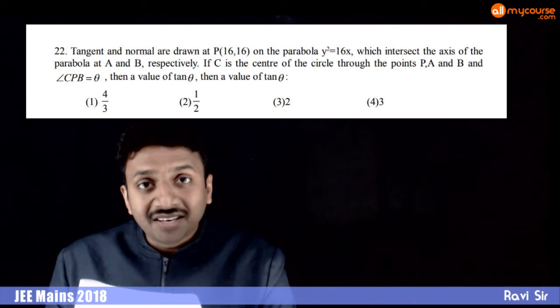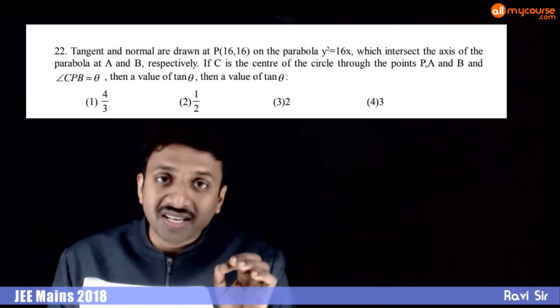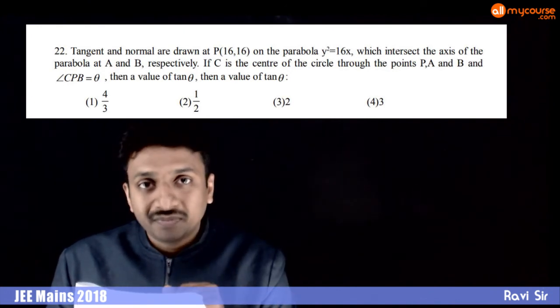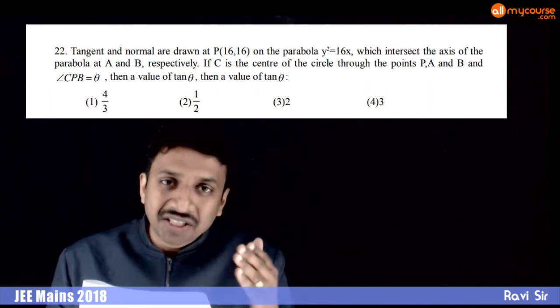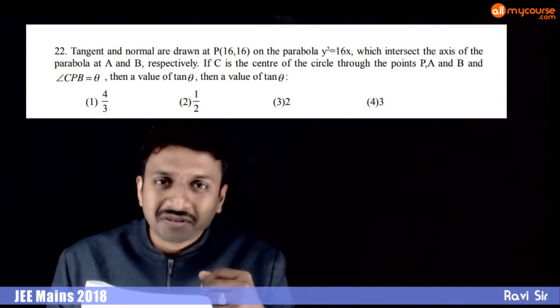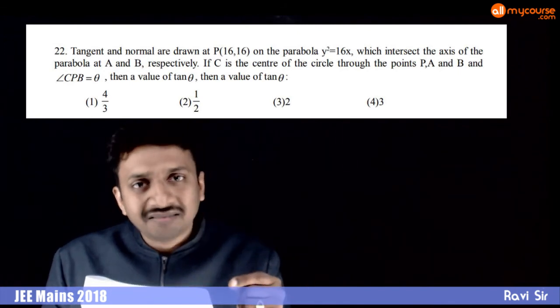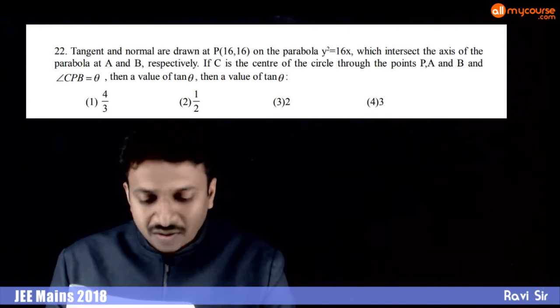The value of tan theta is 2 in this question. So you need to calculate the tangent and normal, find the x-intercepts, find the circle and calculate the angle. Let us look at the detailed solutions later. So the answer is 2.